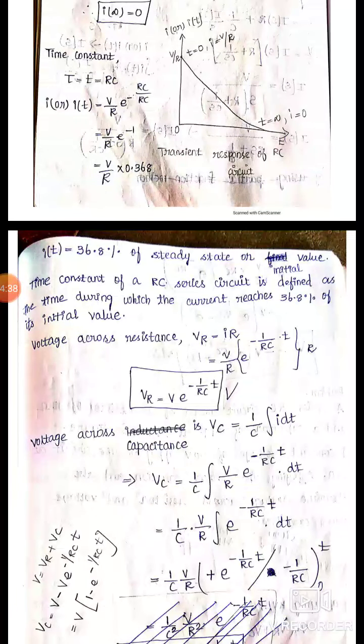Now going to find the voltage across the resistance, that is V_R, which is equal to i into R. Now substituting the value of i: V by R into e power minus 1 by R into C into t, then into R. Therefore V_R is equal to V into e power minus 1 divided by R into C into t. The unit is volts.